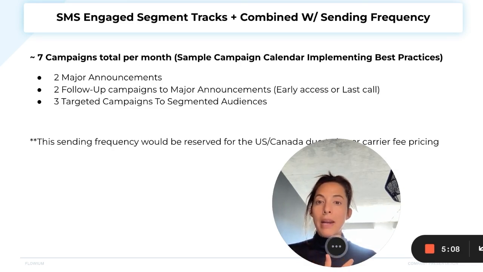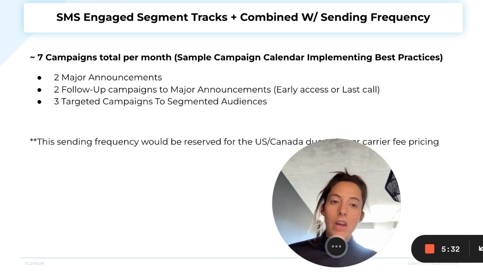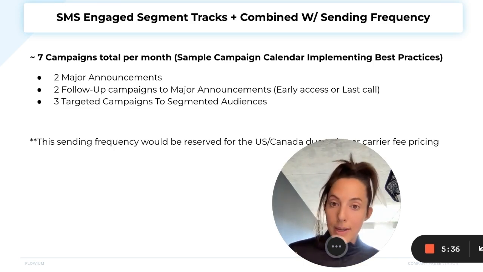So depending on your strategy, you would pick which are the most important campaigns to send to which track. So track B, we'd probably do, let's say, 1 major announcement, 2 follow-up campaigns, and a targeted campaign, for example, or 2 major announcements and 2 follow-up campaigns. That actually makes the most sense. And then track C, maybe we would do just 1 major announcement.